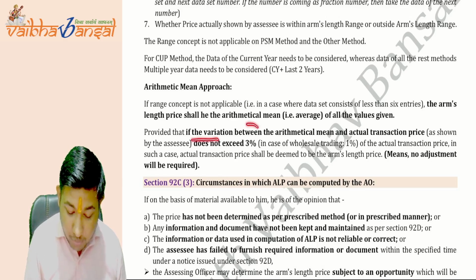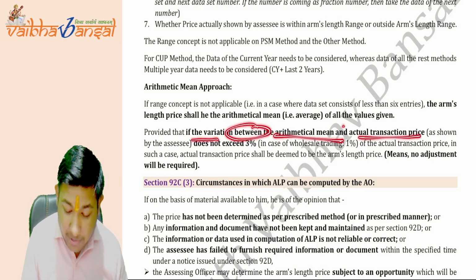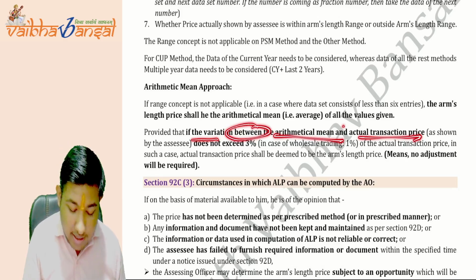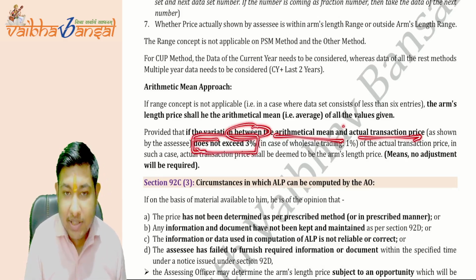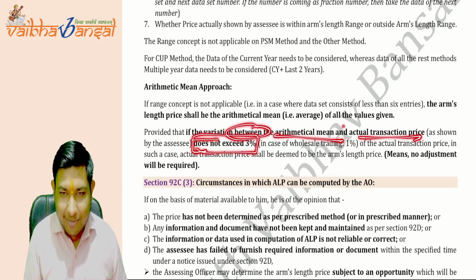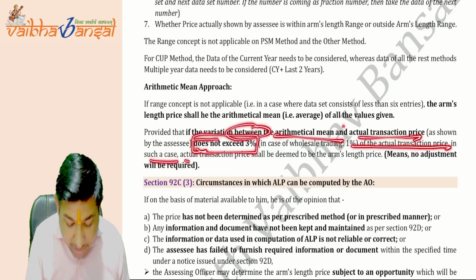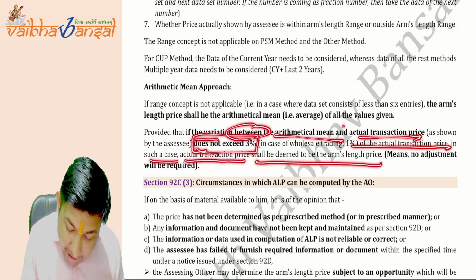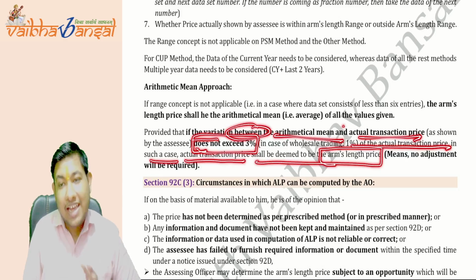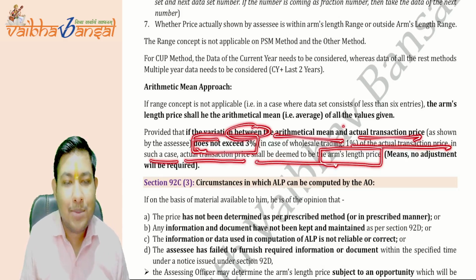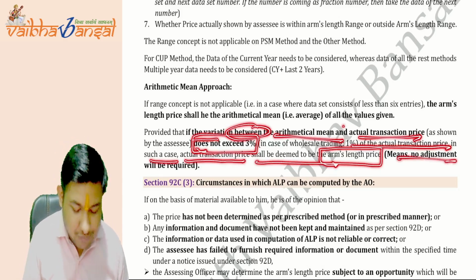If the variation between the arithmetical mean and the actual price, as shown by the assessee, does not exceed 3%, then in such case the actual transaction price shall be deemed to be the arm's length price. Then the actual transaction price shall be the arm's length price. It means no adjustment will be required.